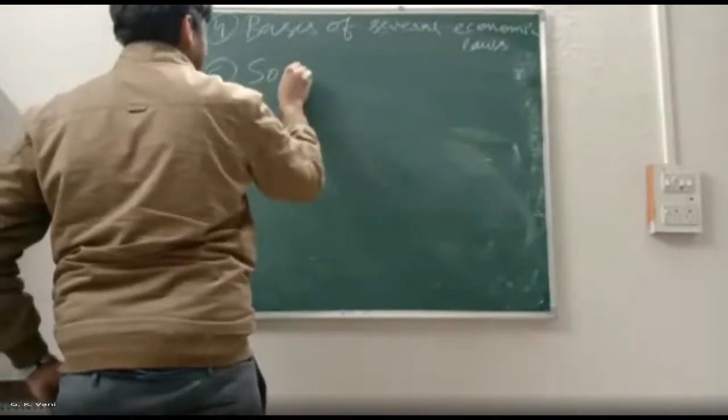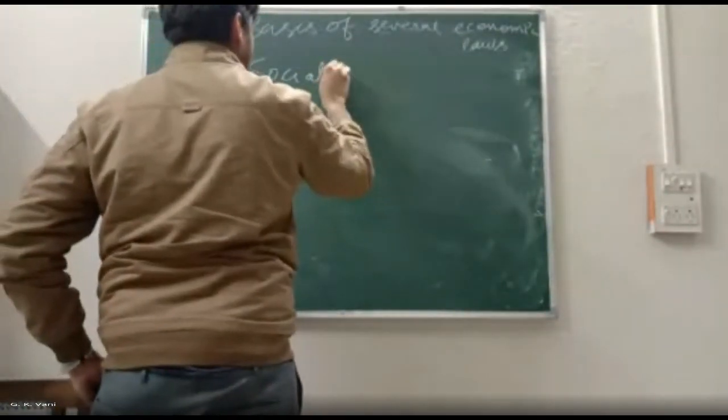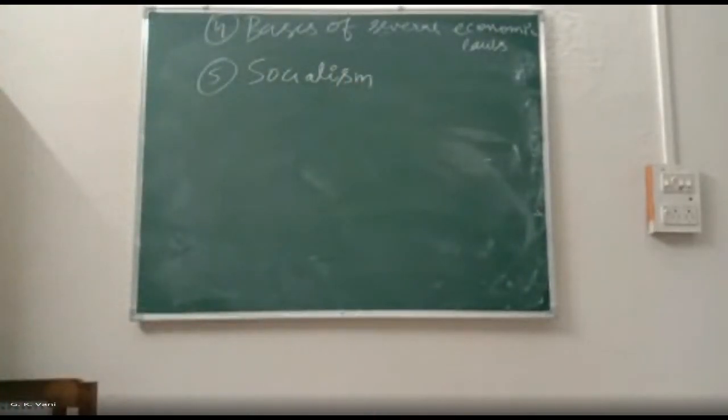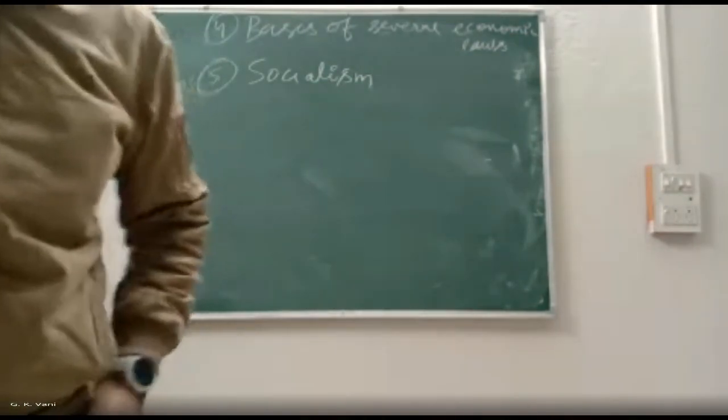Then it is the basis of socialism. How? I already told you. We should tax rich people and we should subsidize poor people. So, redistribution of wealth in favor of the poor.